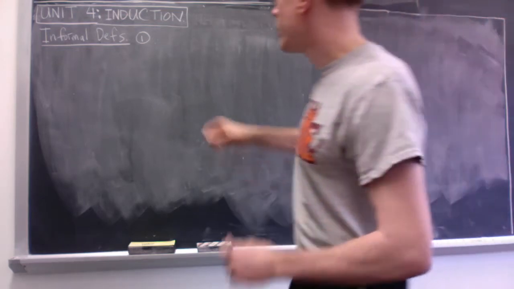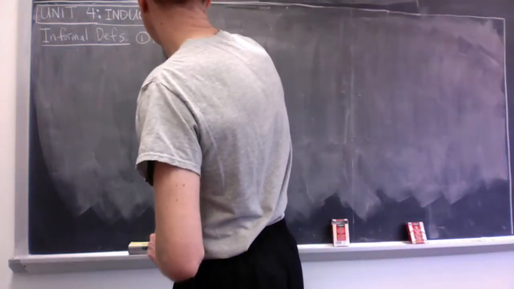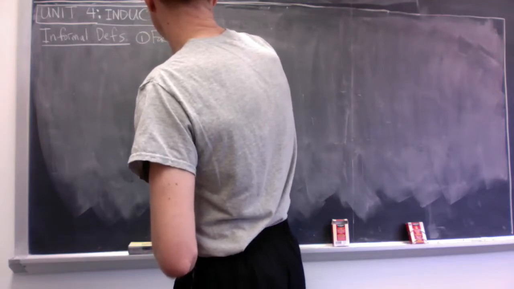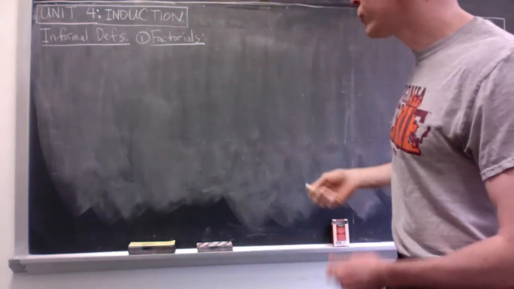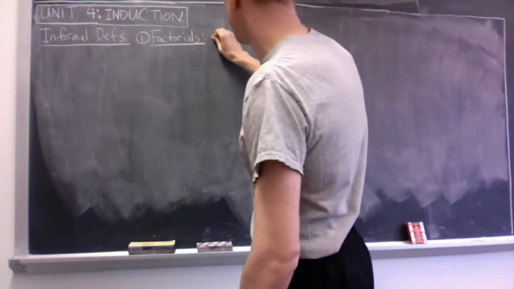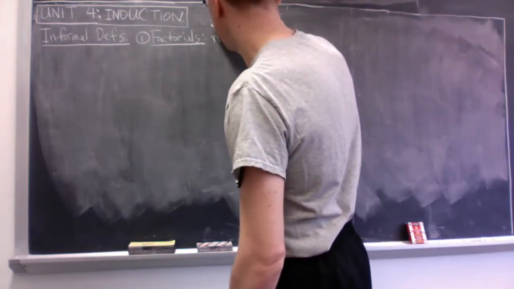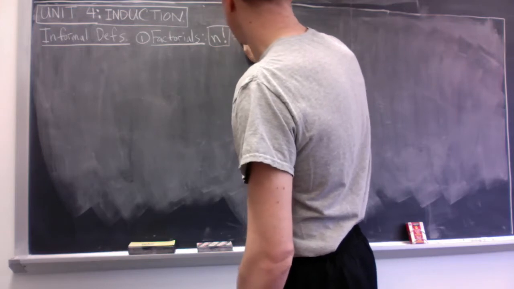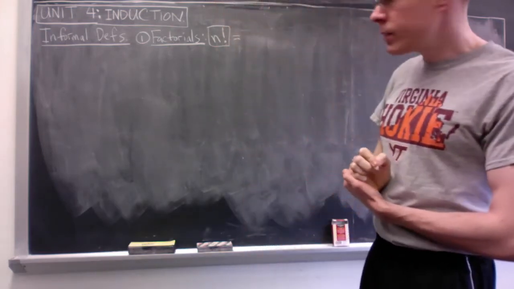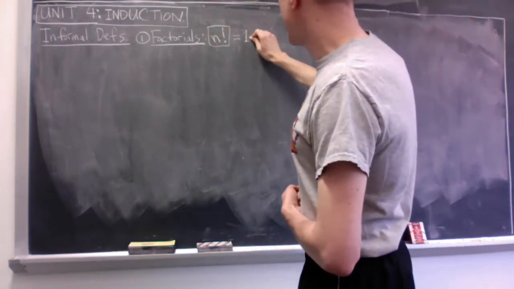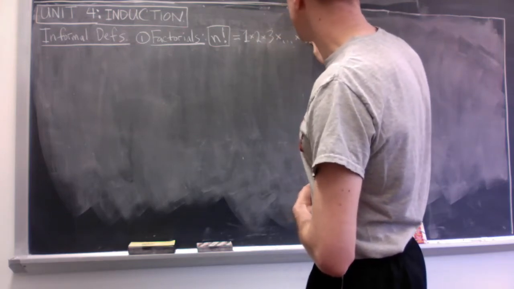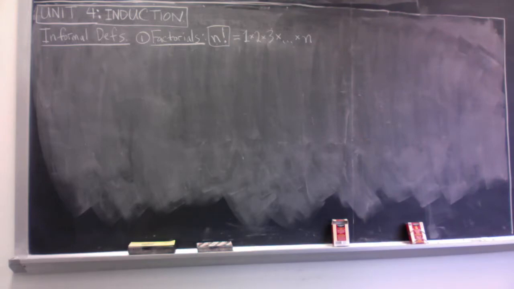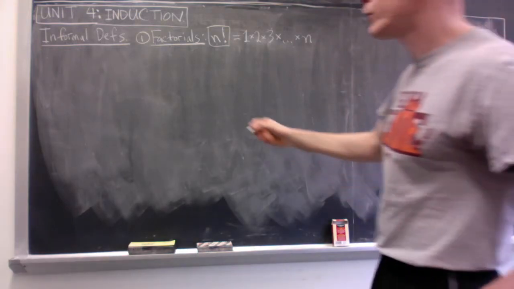So first, let's talk about factorials. You've probably seen some of this in calculus or elsewhere, but let's just take a look. So n factorial, n with an exclamation point, is going to be 1 times 2 times 3 times dot, dot, dot times n, the product of the first n positive integers. There's one definition.